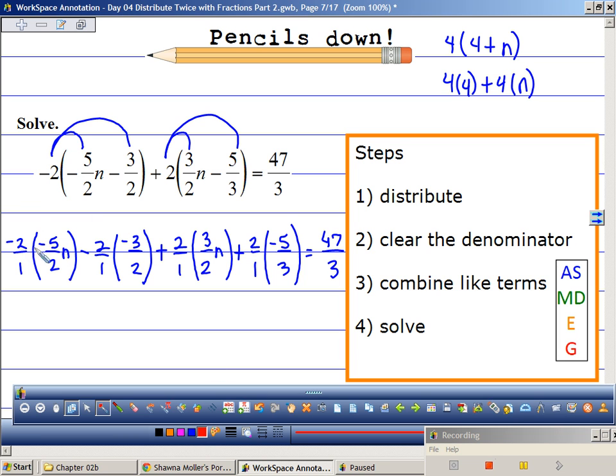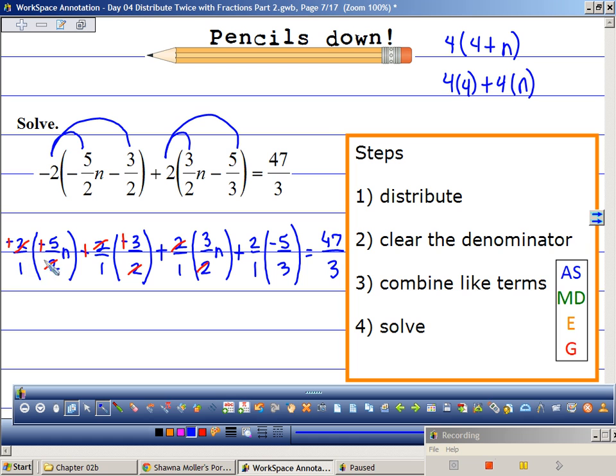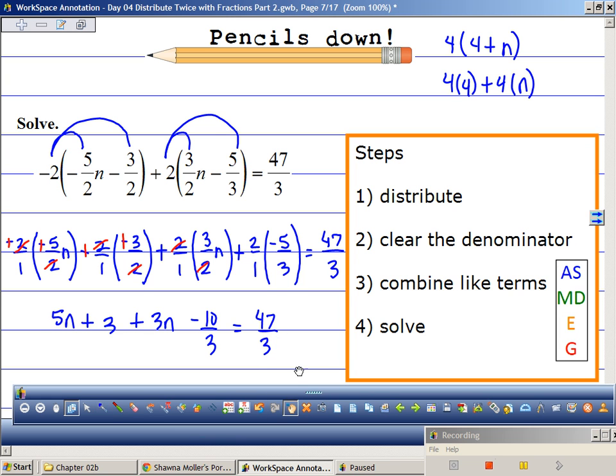Let's see what we can get rid of. 2 divided by 2 is 1. Negative times a negative is a positive. 2 divided by 2 is 1. Negative times negative is a positive. 2 divided by 2 is 1. Can't get rid of that one. Let's simplify. I'm left with here, 5n. I'm left with here, positive 3. Here, positive 3n. And here, negative 10 over 3 equals 47 over 3. Go ahead and write that down.